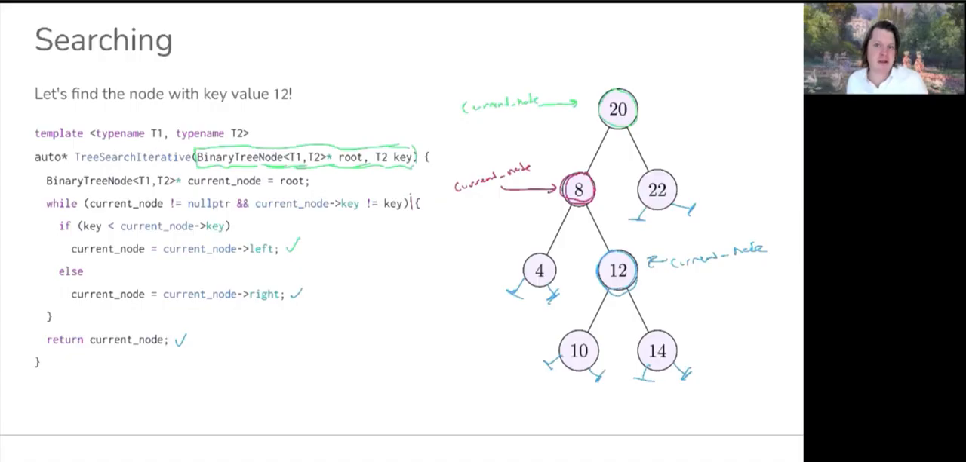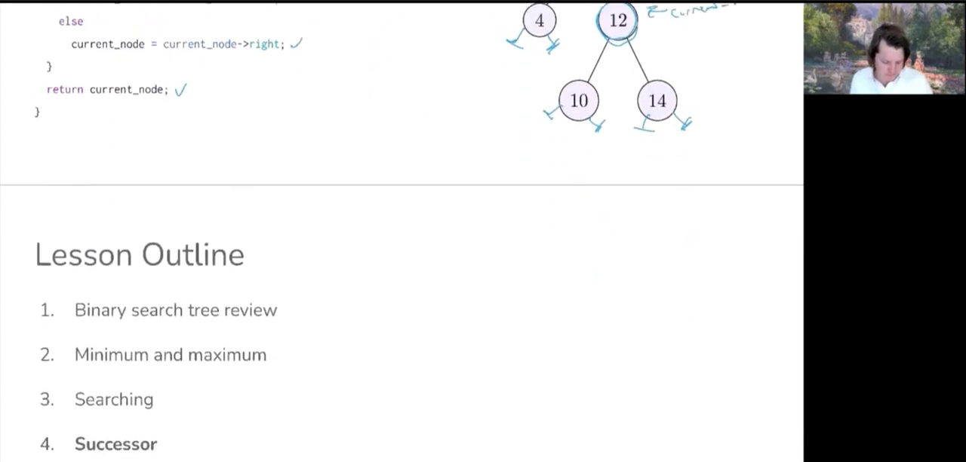Now, had we returned null pointer, that would have communicated to the caller that we did not find what we were looking for. But here, because a valid address was returned, the caller would know that this iterative tree search function found the node with the key value that I was interested in.